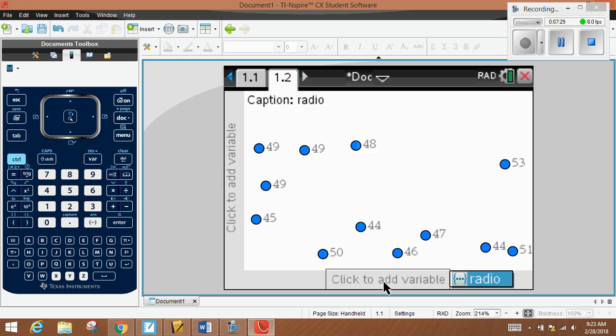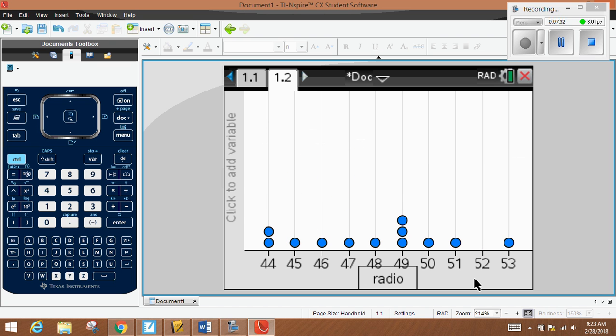Then I add the variable radio. It looks okay. I don't see skewness if I look at this graph. The easiest graph to put on here to show that you don't see skewness is going to be a box plot. So let's go ahead and change this to a box plot.